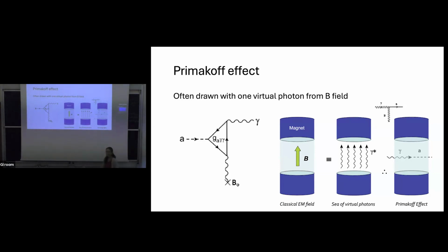Either you have a photon coming in to this sea of virtual photons and you have an axion come out, or you can run it the other direction where you have an axion come in, it interacts with that sea, and then a real photon comes out.